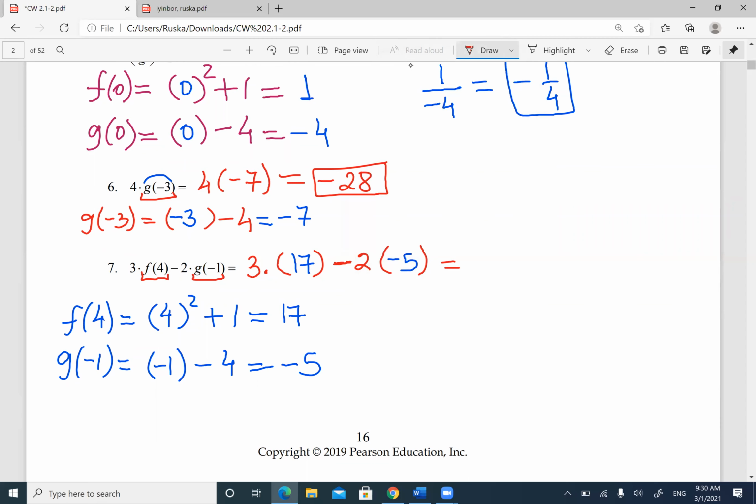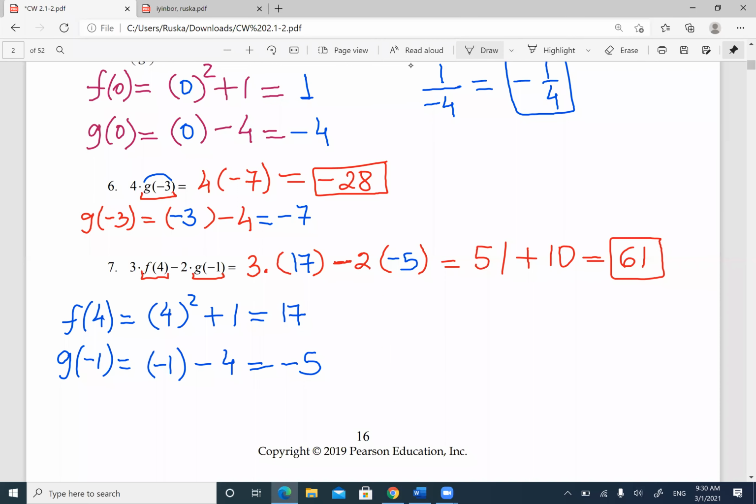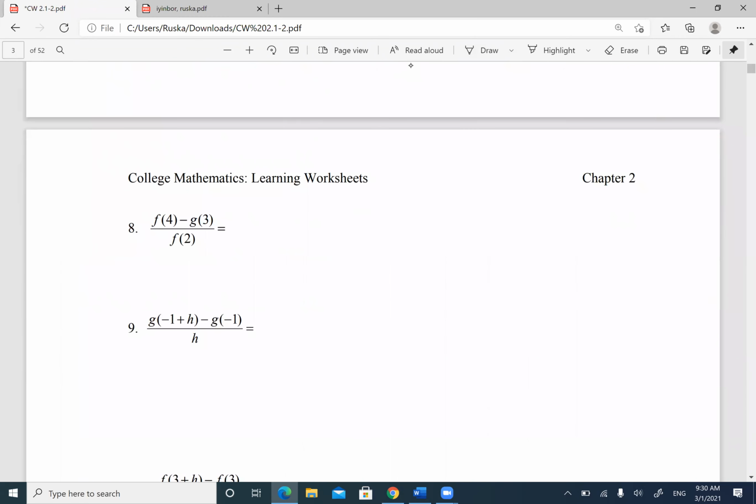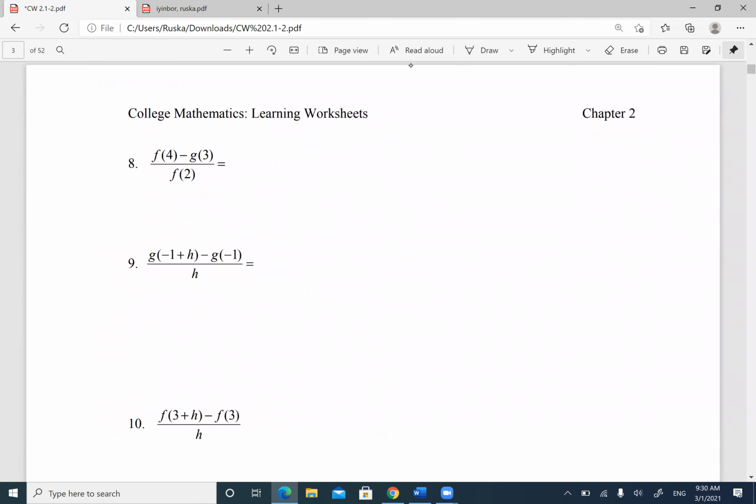We're going to multiply first. 3 times 17. What is that? It's 51, right? Negative times negative, it's plus 10. So my final answer is 61. So that's how you do those expressions, okay? And then you have a few more here to go. We have the same idea. We have 2 more. Or 1 more like that.